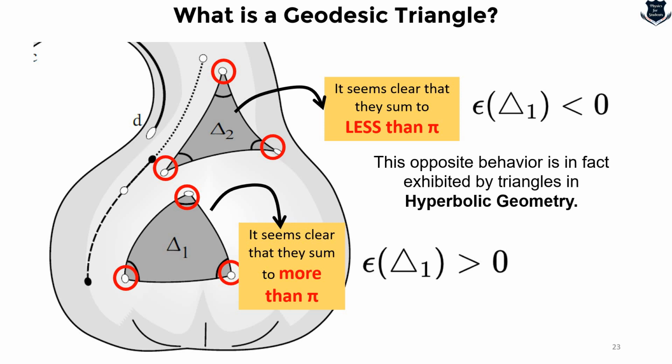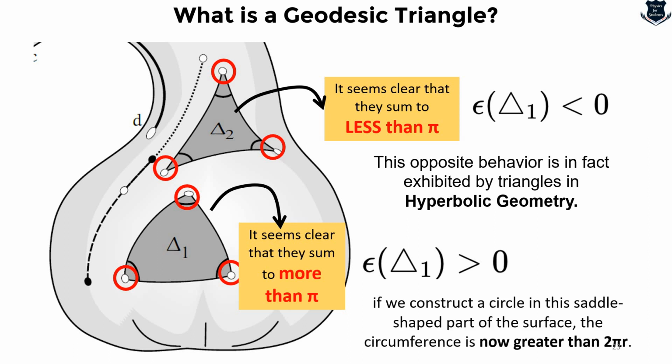Now, if you construct a circle, I'm so sorry, I cannot construct that. If you construct a circle on a saddle-shaped surface, then the circumference will be greater than 2 pi r. And you can do that. I have not been able to do so. You can do that and let me know in the comment box.